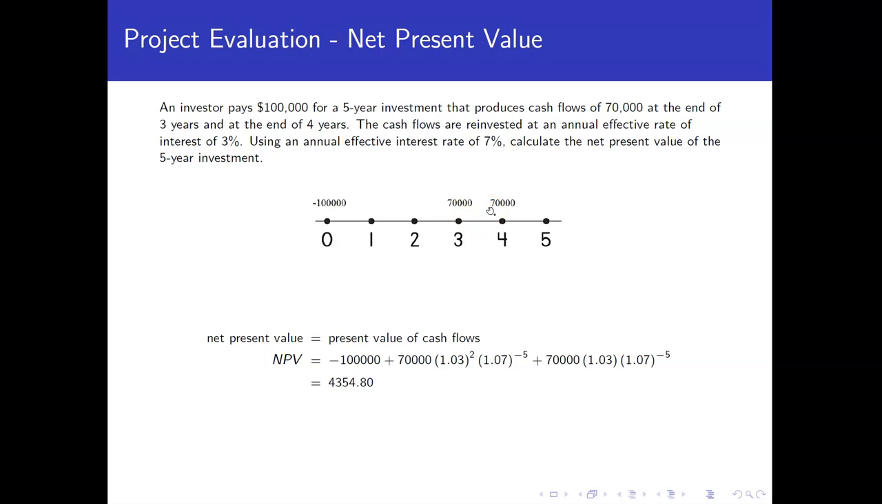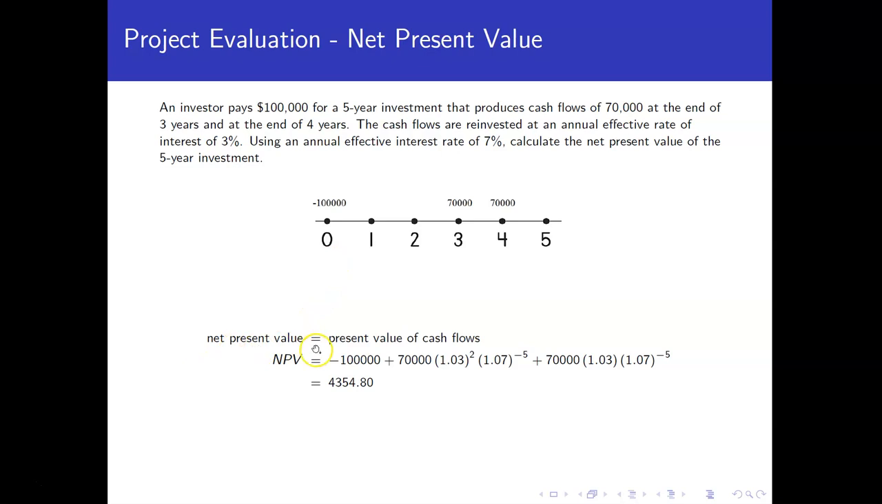And when we calculate the net present value, we just want to figure out what the present value is of this sequence of cash flows, assuming the constraints of the problem. So in this one, again, we're going to reinvest the $70,000 at each of time 3 and time 4 until we get to time 5. And using a 7% interest rate, we want to see what the net present value of these cash flows is. So let's go through the process.